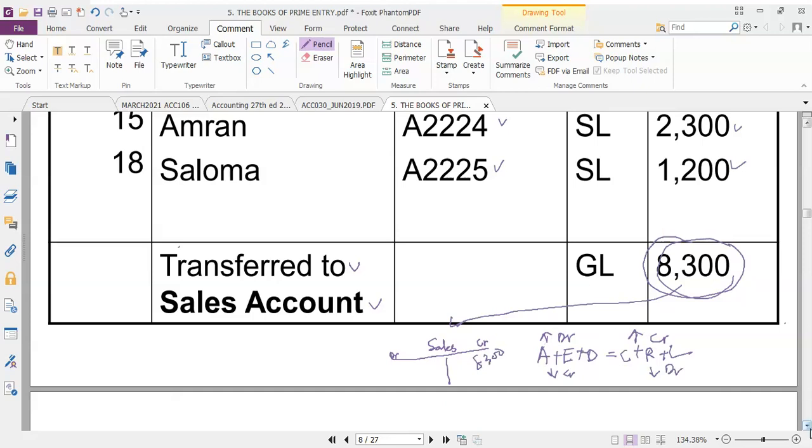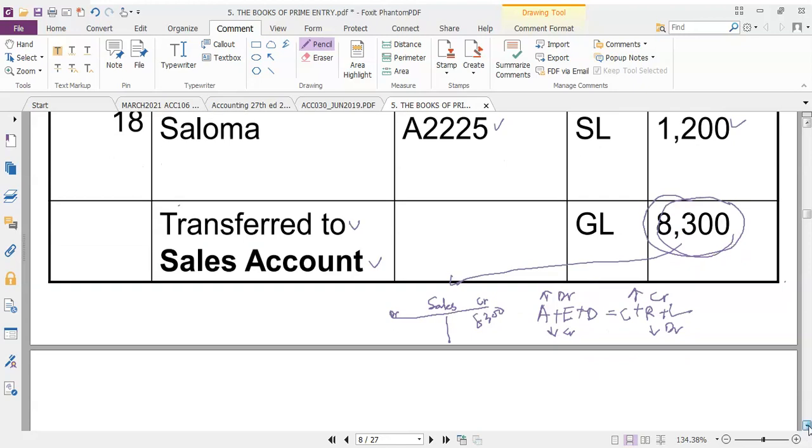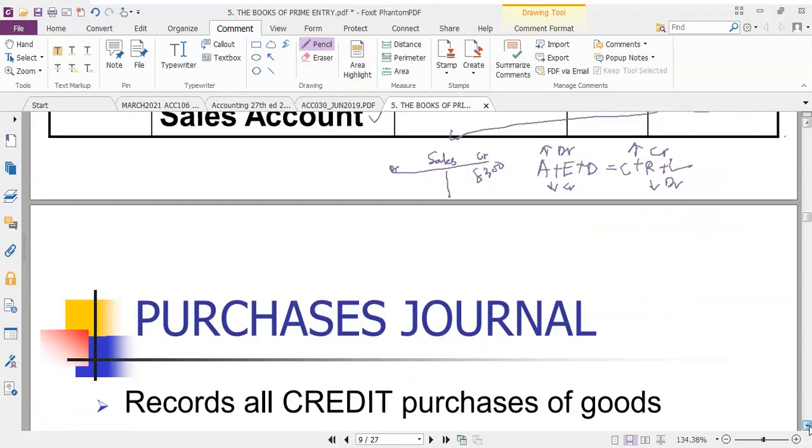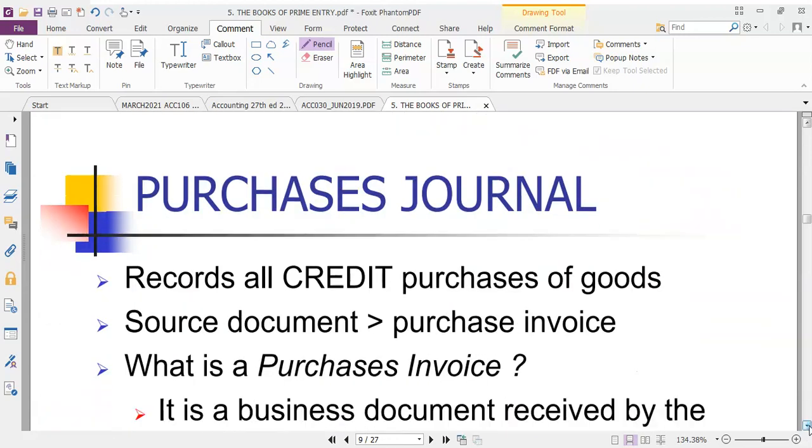Okay, jom. Let's continue. After kita tahu sales journal, next we must know what is purchases journal. So kalau sales journal, kita akan record all credit sales. Same goes to purchases journal. Purchases journal, we must record all credit purchases of goods. What is that mean by credit?